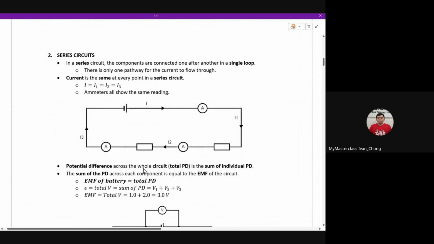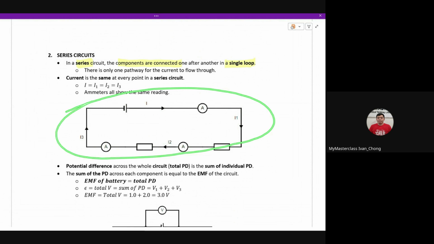So first things first, let's talk about your series and parallel circuits first. So what exactly is a series circuit? A series circuit is where all your components are connected in a single loop, which means if I were to take my finger and start from the plus, without lifting my finger, I can draw one single loop. One loop. So this is a series circuit. Okay? So there's only one pathway.